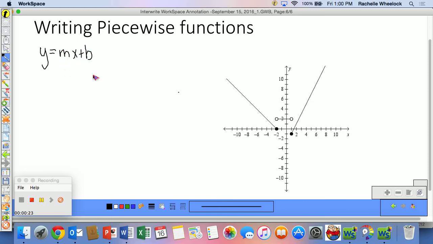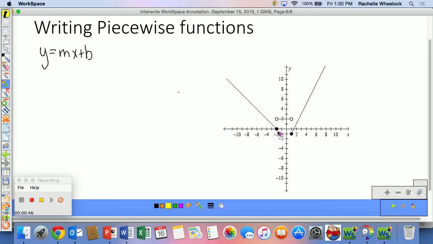M is the slope and b is the y-intercept. So if I take each equation, I can find the y-intercept by extending the graph, and then I can write the equation, and I can then identify the domain for each of the functions. So let's first look at the domain. The first branch here starts at -2, and it's all the numbers less than that. So we're going to highlight that in yellow.